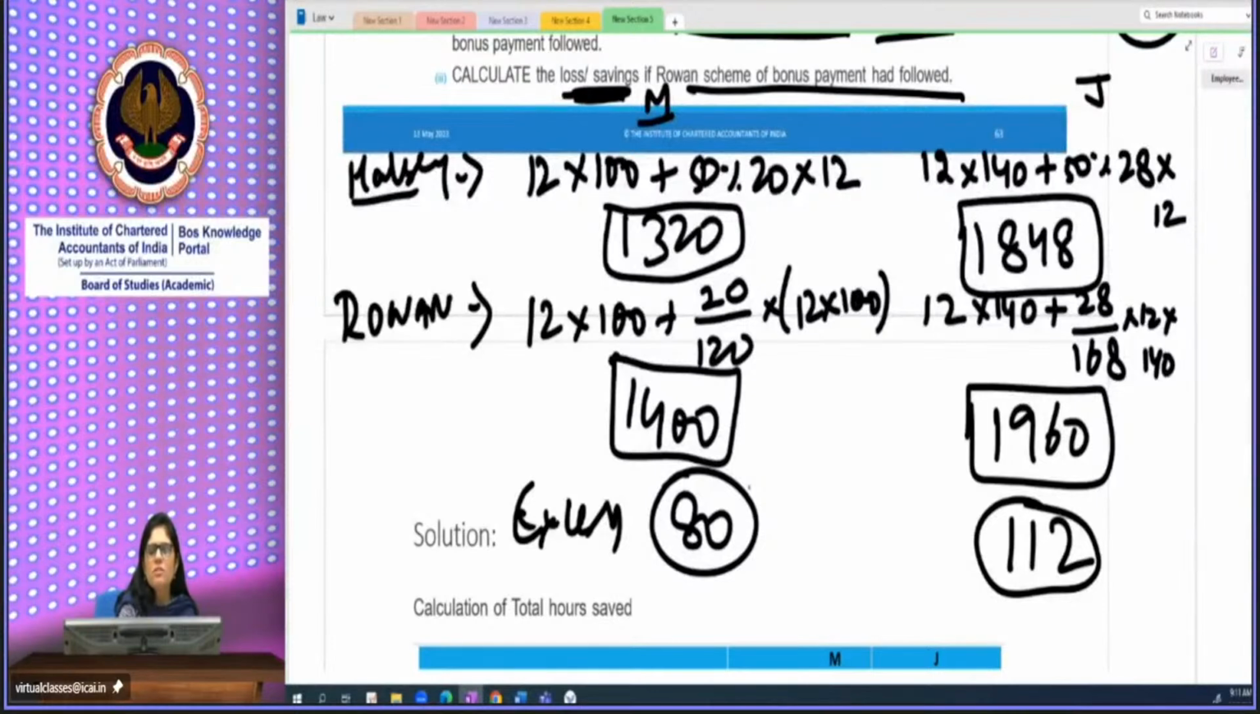Calculate the loss or savings if the Rowan scheme of bonus had been followed. So if Halsey had been followed, we have paid this excess. If Rowan had been followed, we have paid this excess. So how much excess will we pay if Rowan had been followed? So 80 and 112. All right. The difference between both the methods, basically, they are asking. All right. So this is the question. Yes, excess loss 80 and 112.